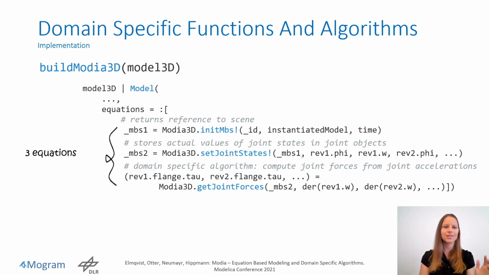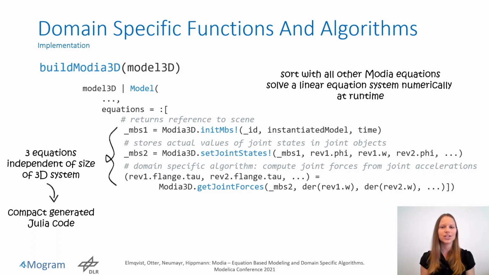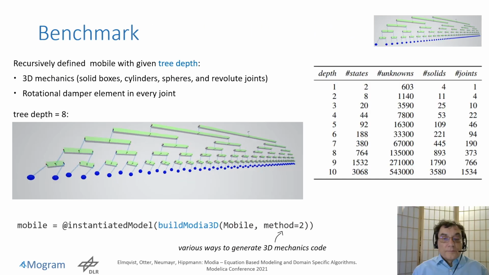So these 3 equations are independent of the size of the 3D system, and the generated Julia code is really compact. These 3 equations are sorted with all other Modia equations, and a linear equation system is solved numerically at runtime. The here presented technique is a generic one, so you can use it to combine your own Julia models with the equation-based concept of Modia.